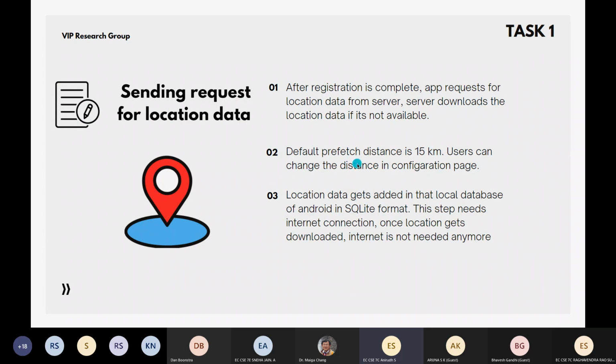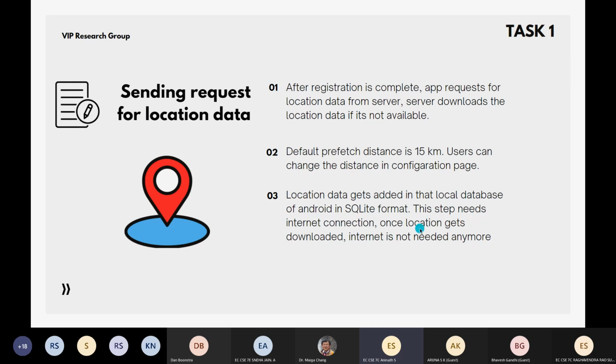So by default, the prefetch distance is 15 kilometers. That means that the location data 15 kilometers around the user is going to be downloaded and given to the phone. And users actually can change this distance in the configuration page. So if they want 100 kilometers prefetch data, they can change it in the configuration page. And the location data gets added in the local database in a SQLite format.